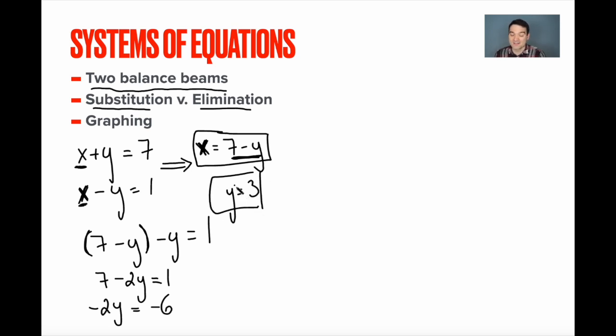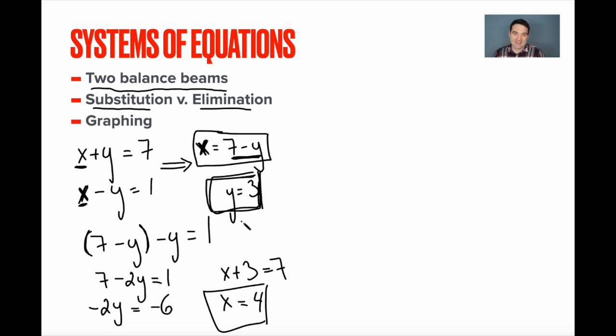Well, how do I find x? Very easy. I plug what I found, that y equals 3, back in to the original equations. Which one? Doesn't matter. Both will work, right? So let's use the top one. X plus y equals 7. I'm going to say x plus 3 equals 7. Subtract 3 from both sides. I find that x equals 4. So sure enough, I find that y equals 3 and x equals 4.